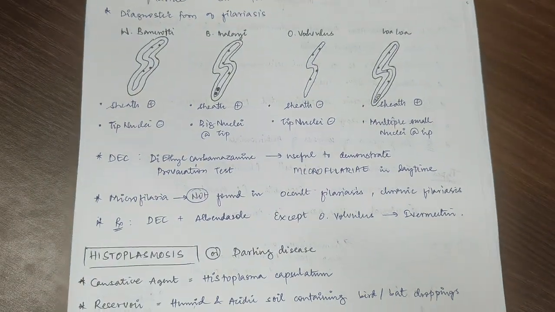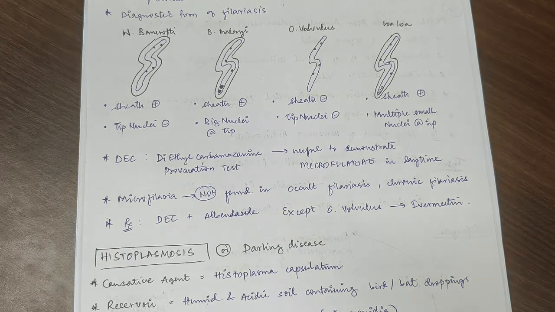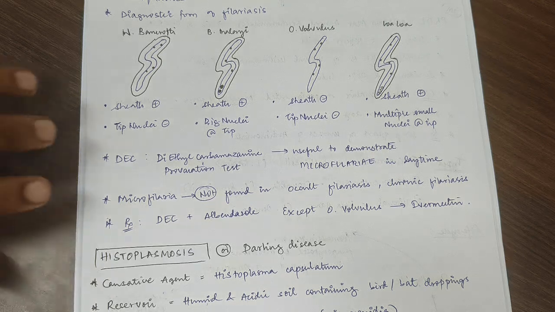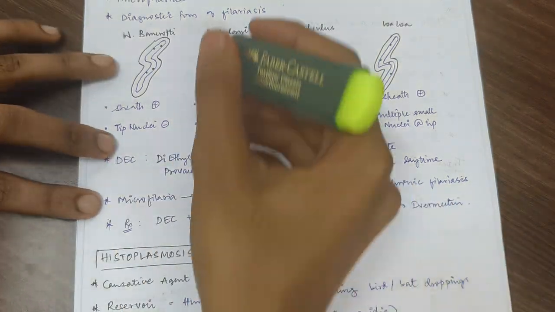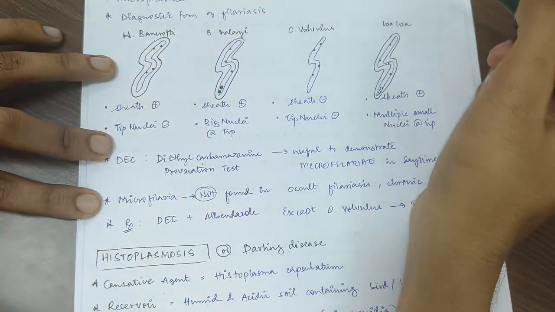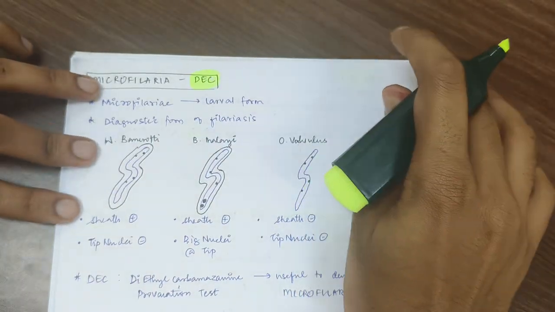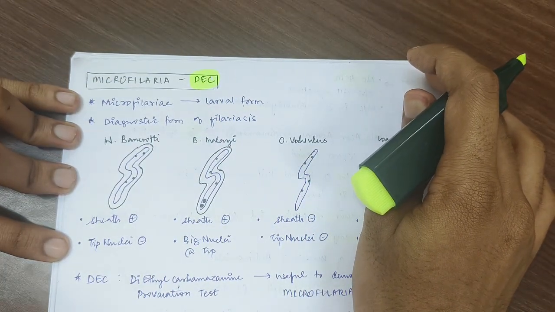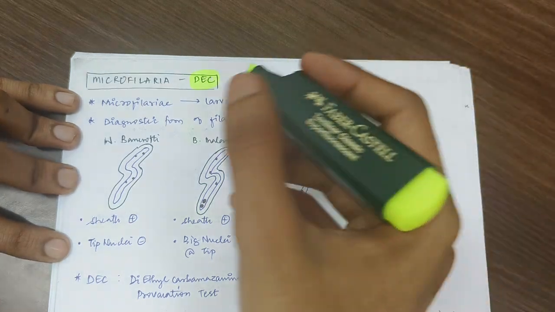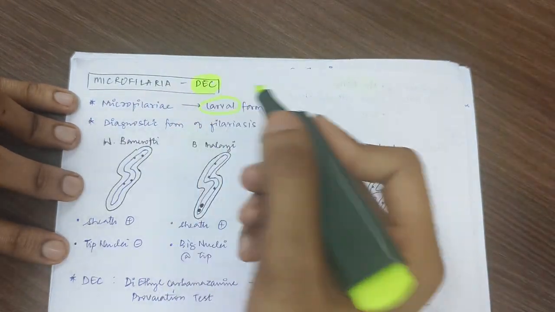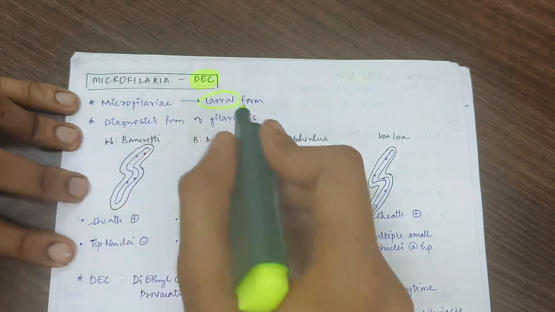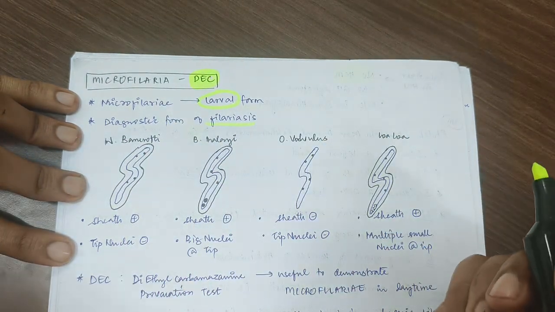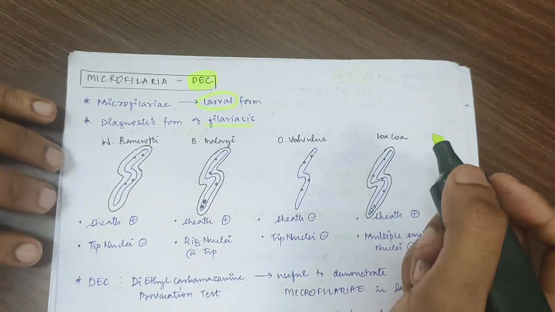Coming to next, that is microfilaria. Microfilaria is basically seen after provoking it with diethylcarbamazine. So it is a microfilaria, the larval form of what? It is the larval form of filarial disease. It is diagnostic.